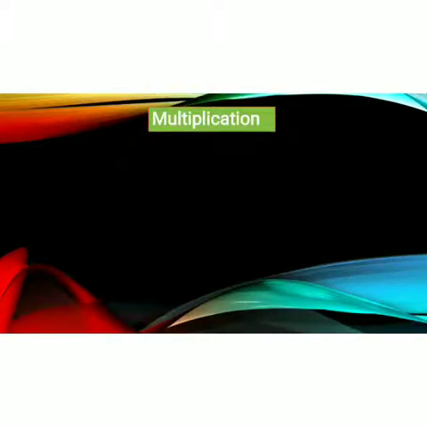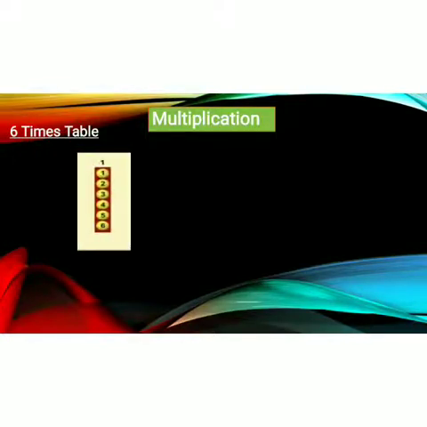Multiplication. We are going to write the 6 times table. Here we are taking 6 balls 1 time. 6 one time means 6 multiplied by 1 is equal to 6. We can read it as 6 ones are 6.